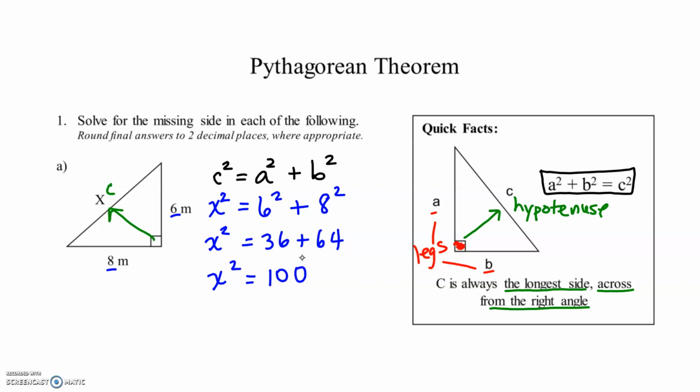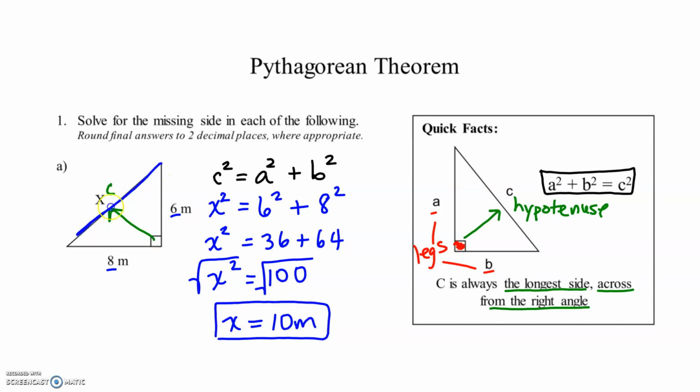In this last step, if I want to get x by itself, I have to get rid of this exponent 2, and the opposite of squaring is square root. So whatever I do to one side of the equation, I have to do to the other to keep it balanced. The square root of x squared is just x, and the square root of 100 is 10. I'll go back, my units are meters, and that means that the side length here is going to be 10 meters long.